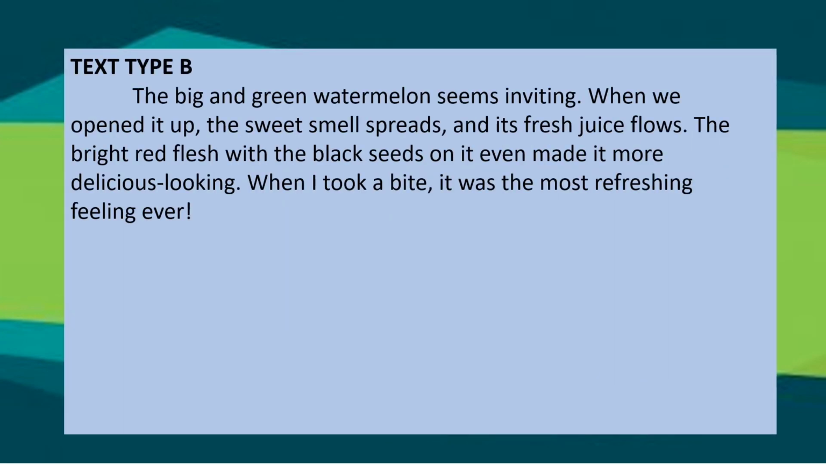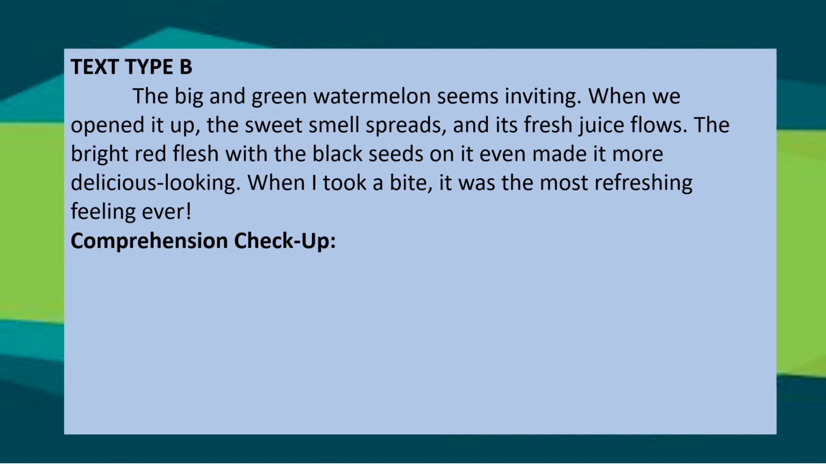Next, let's read text type B. The big and green watermelon seems inviting. When we open it up, the sweet smell spreads, and its fresh juice flows. The bright red flesh with the black seeds on it even made it look more delicious. When I took a bite, it was the most refreshing feeling ever.